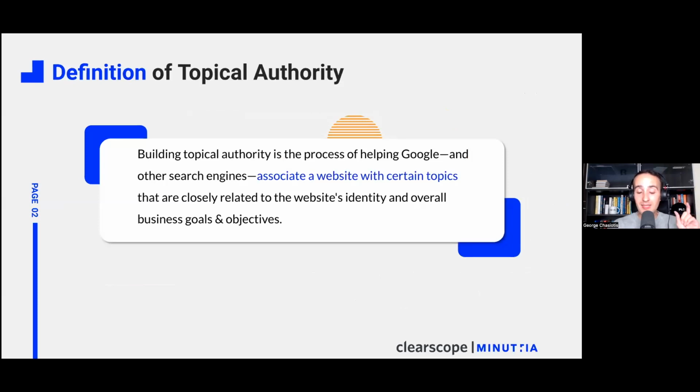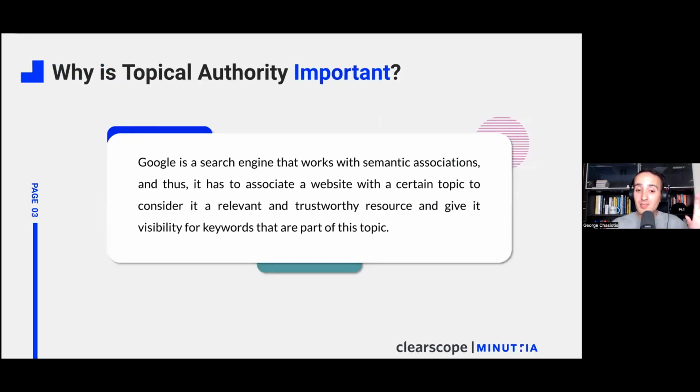First of all, let's give a short definition of Topical Authority. What is Topical Authority? Building Topical Authority is the process of helping Google and other search engines, but Google is the most prominent search engine. This is why we are mainly interested in Google. Associate a website with certain topics that are closely related to that website's identity and overall business goals and objectives. Okay? Simple and clear.